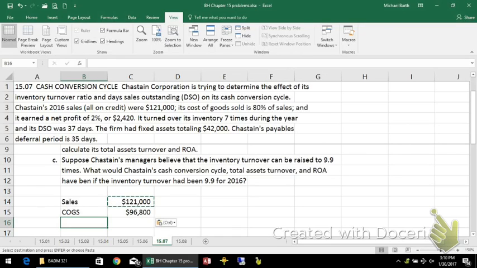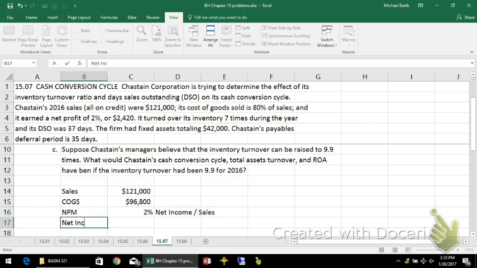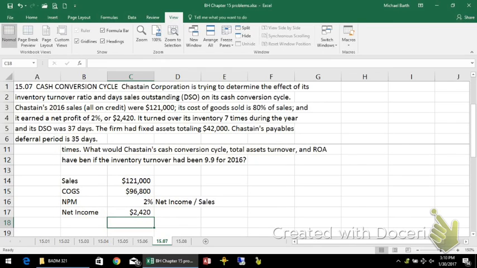The net profit margin is 2% of sales. That's net income over sales. So my net income, that number times that number, is 2,420. Alright, so I've got a net income.